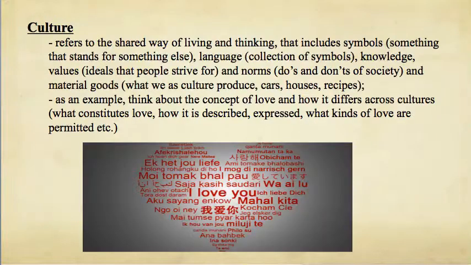So, culture refers to the shared way of living and thinking, and it includes symbols, which are things that stand for something else, language, which is collection of symbols, knowledge, values. Values are these ideals that we strive for, norms, which are do's and don'ts of society, what we can do and cannot do, and material goods, what we produce as culture, from houses to music, to recipes to cars, and so on. As an example, think about the concept of love and how it differs across cultures.